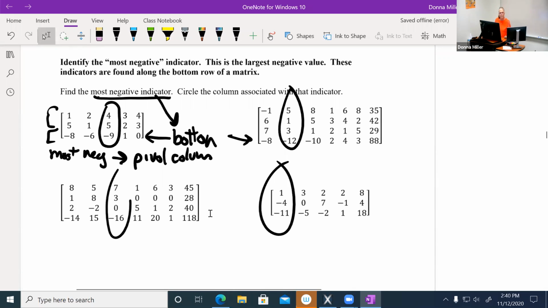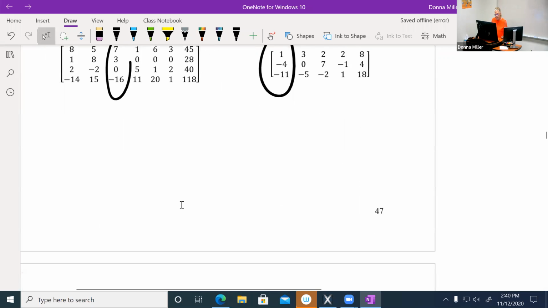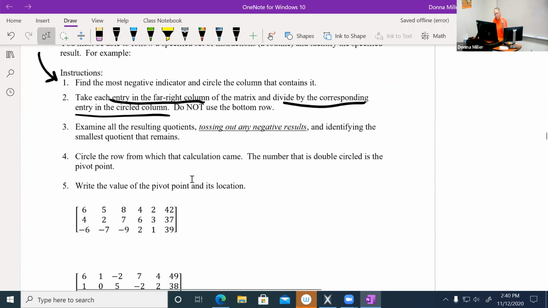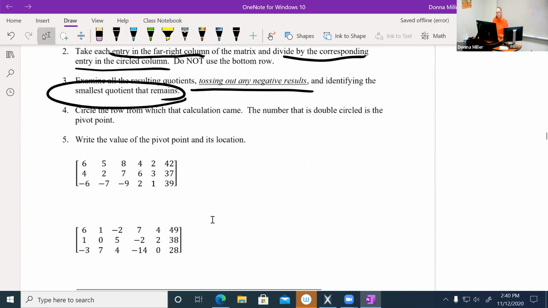Now we're going to talk about pivot rows. Once we pick the most negative column, you take the entry in the far right and divide it by the entry in the pivot column. You toss out negative fractions and identify the smallest number that remains. So that's how we find the pivot point. We're out of time, so we're just going to do this one.